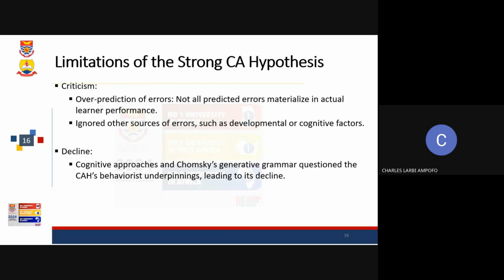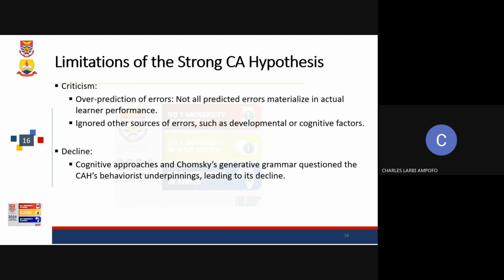So that's another criticism leveled against them. One, they overpredict errors, and not all the errors they predict are actually committed by the learners. And two, they ignored other sources that will make people commit errors. They attribute all errors to L1 transfer. They don't consider the cognitive factor, the developmental stage of the learner, or the emotional aspect.